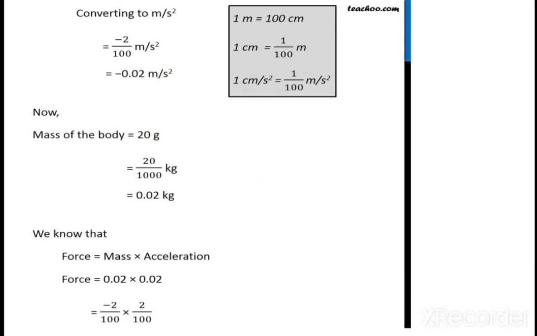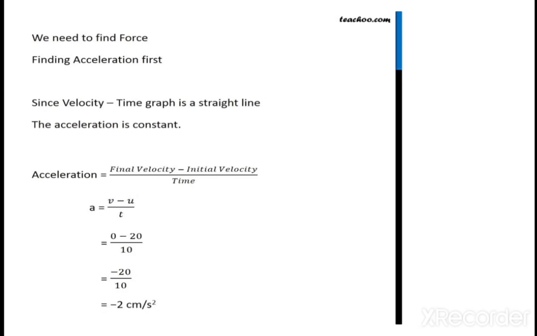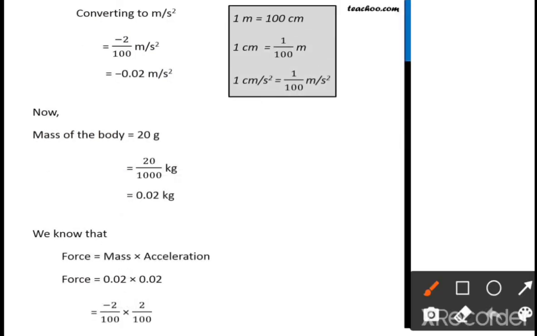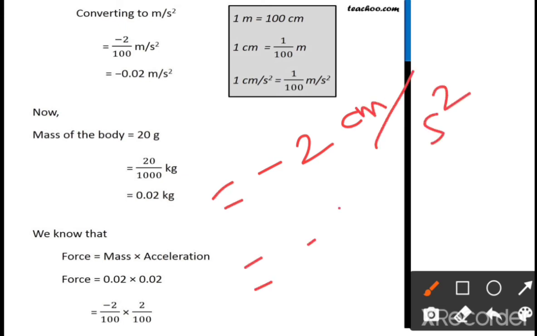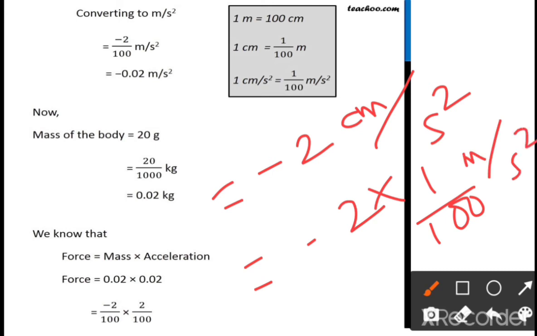See here the value is minus 2 centimeter per second squared. Instead of centimeter per second squared, you have to substitute 1 by 100 meter per second squared. When we divide 2 by 100, we get 0.02. So the acceleration is equal to minus 0.02 meter per second squared.